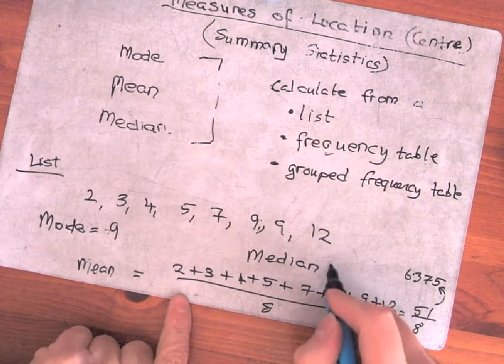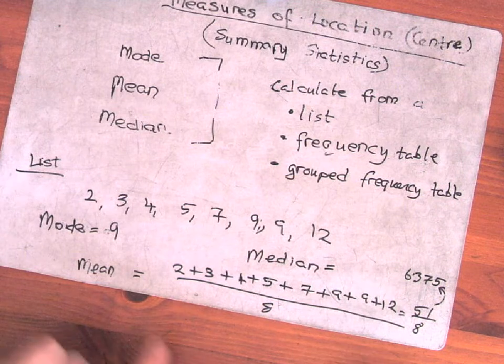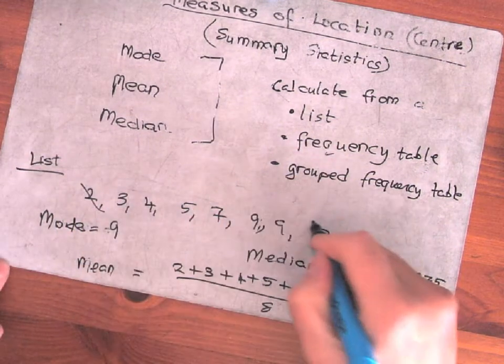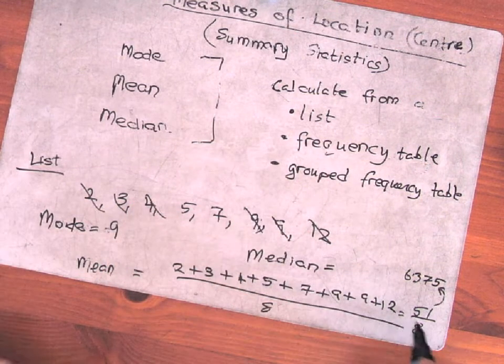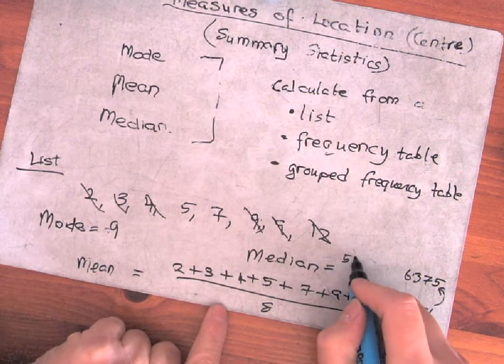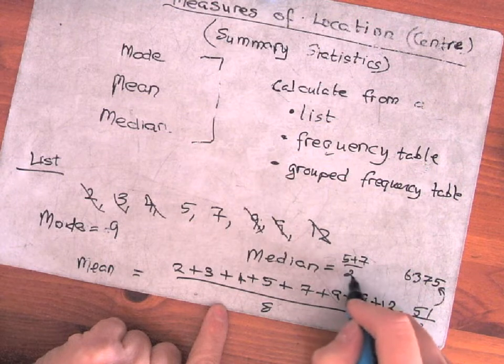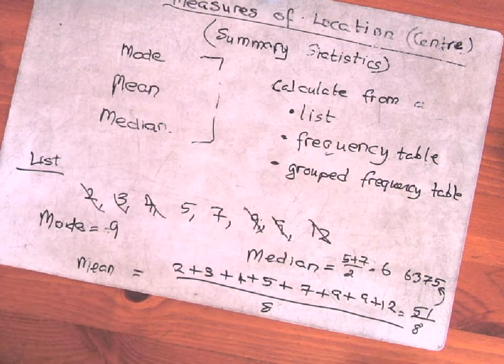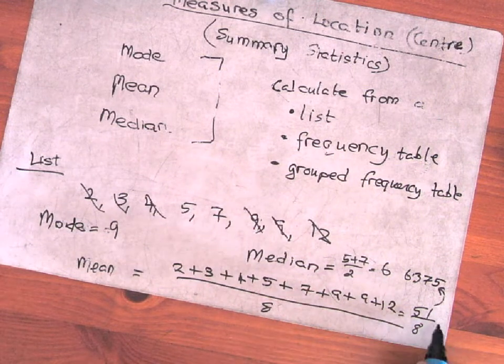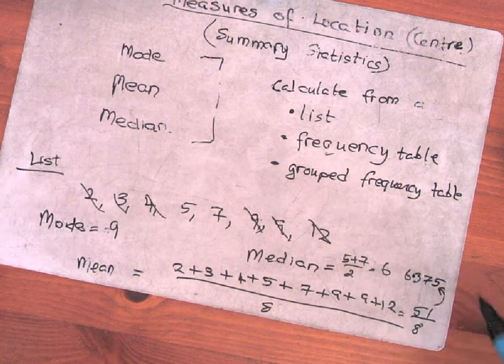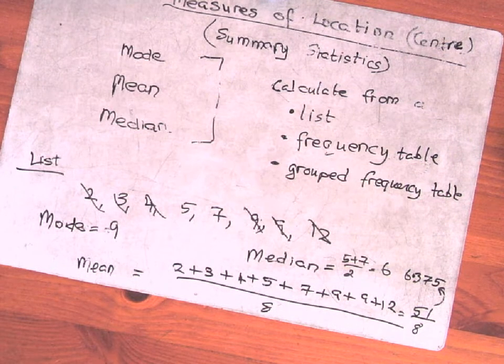The median is the middle number. So you cross one at the front, one at the end, one at the front, one at the end, one at the front, one at the end. There's 2 left in the middle. You get the average of those, so that's 5 plus 7 over 2, which is 6, so your median is 6. And the mean, you add them all up and you divide by the number of numbers. So 2 plus 3 plus 4 plus 5 plus 7 plus 9 plus 9 plus 12 all over 8. That's 51 over 8, which works out to be 6.375. So that's the mean, the mode, and the median from a list.